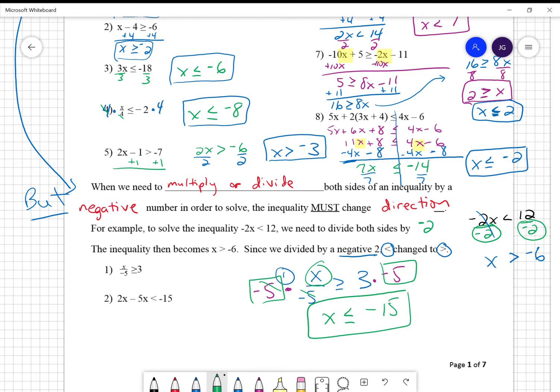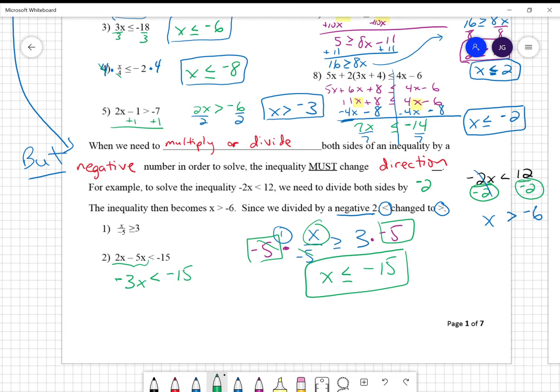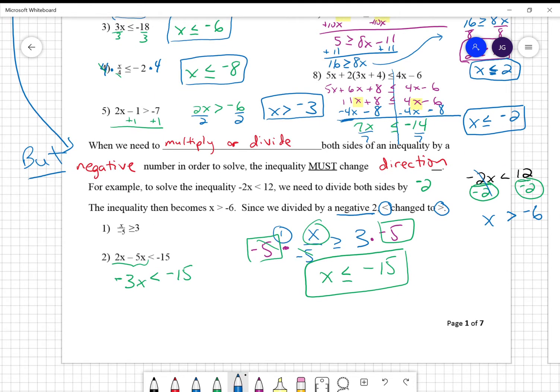Second problem, 2x minus 5x is less than negative 15. Well, these are like terms. Negative 3x is less than negative 15. To solve, I have to divide by negative 3. They cancel on the left, so I have x. Negative 15 divided by negative 3 is 5. The inequality switches from less than to greater than.